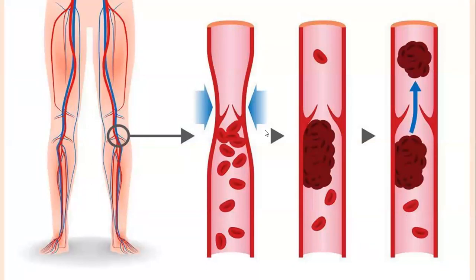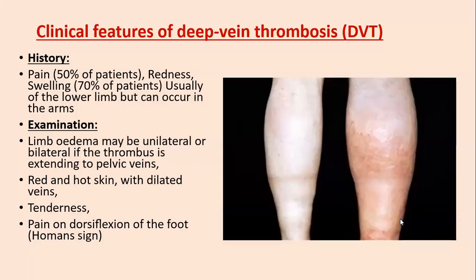So you can see here that there is a decrease in blood flow, as a result of which thrombus formation develops, and this thrombus later on moves to the circulation, resulting in emboli.